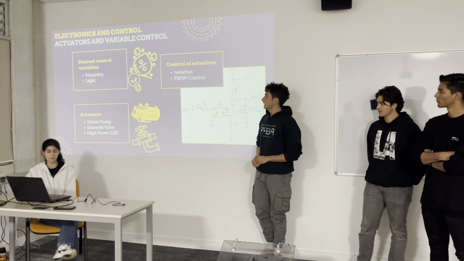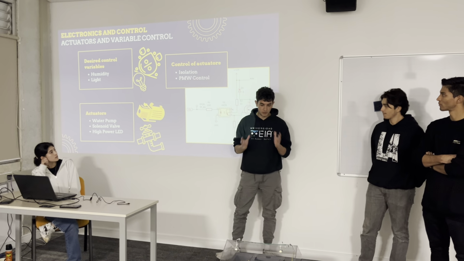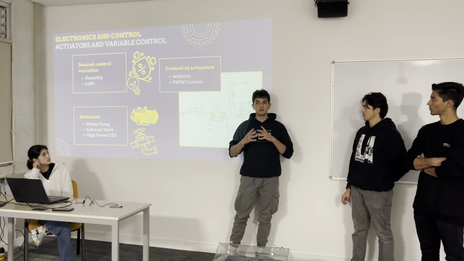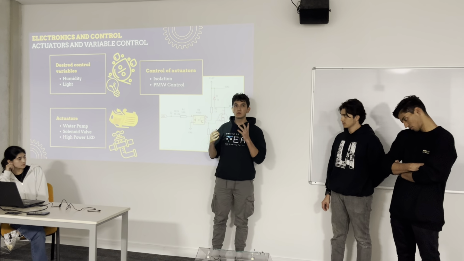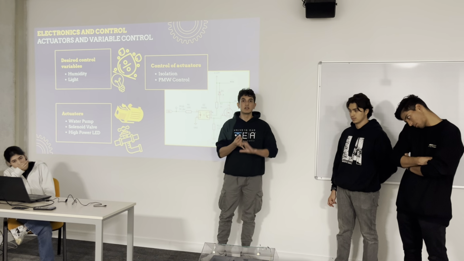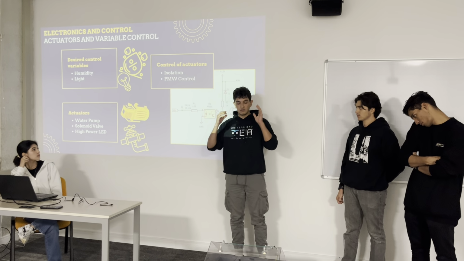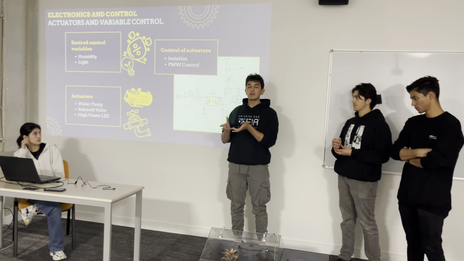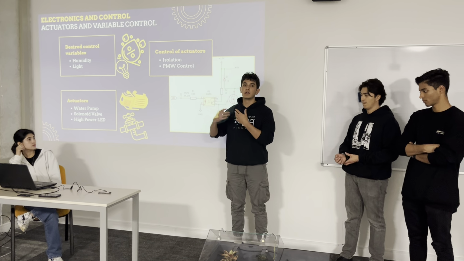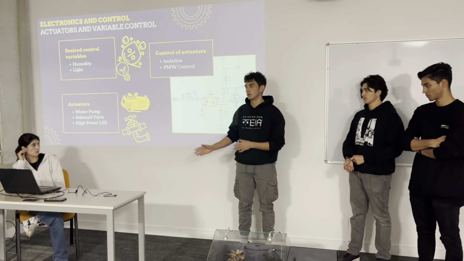So here we have the problem of maintaining the life of a plant. What is needed is to have a humidity and light intensity that is controlled for the best environment so that the plant can grow and live.